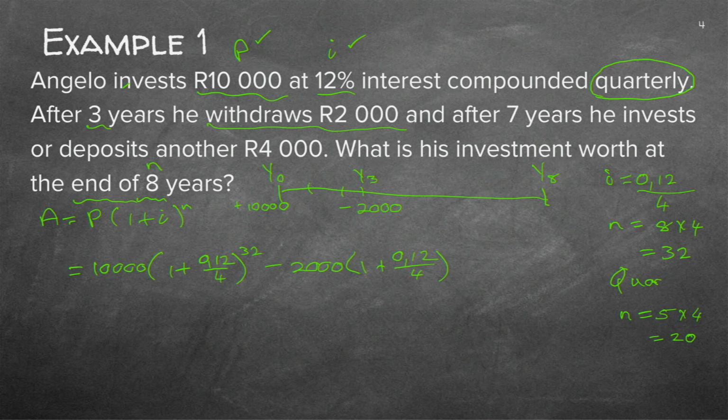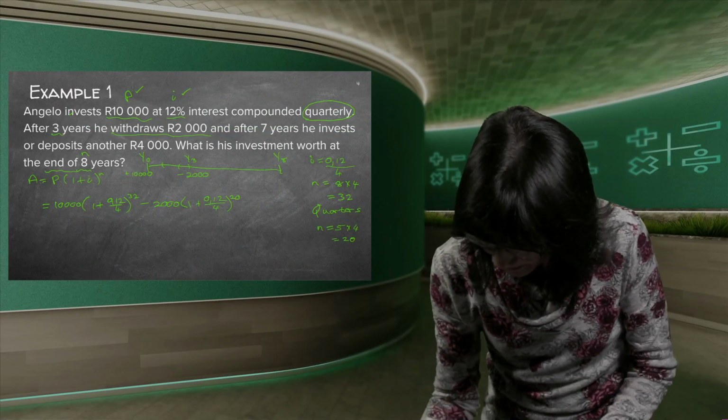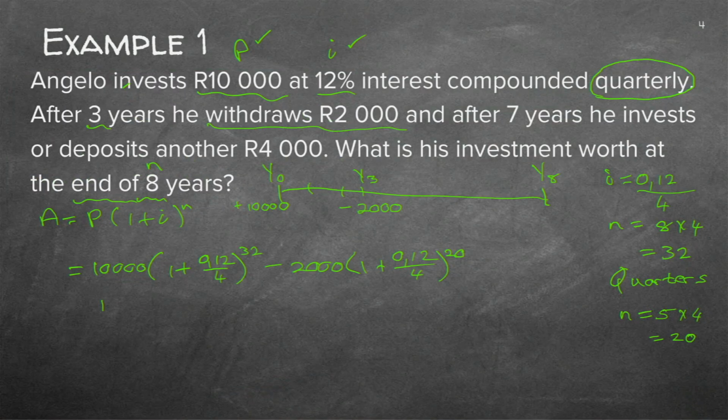So all my sums need to be in quarters. You will not necessarily have to write it down. I'm just doing it so that you remember all the time quarterly. So everything needs to be in quarters. So my 5 years left times 4 gives me 20 quarters. So I put that there. And because I don't have a lot of space, I'll just do the next one here.